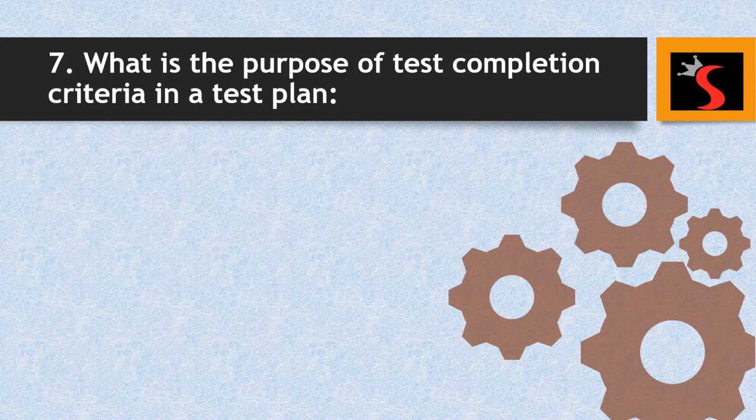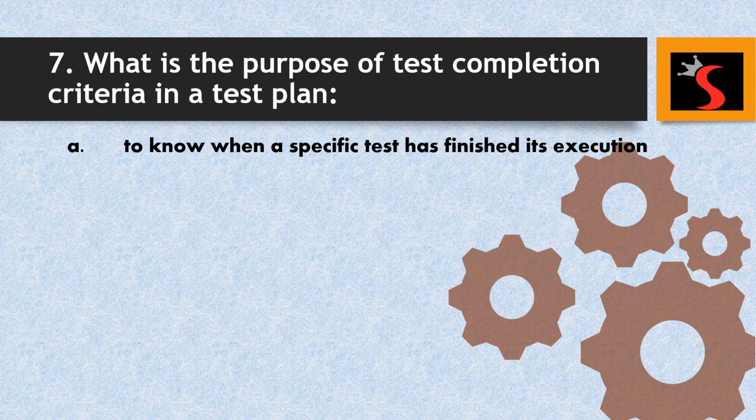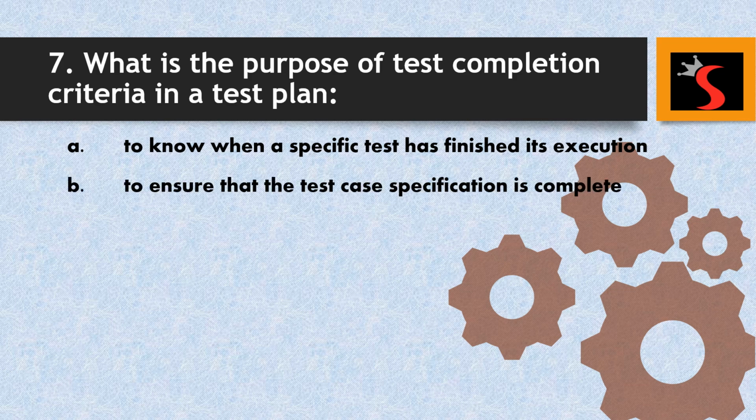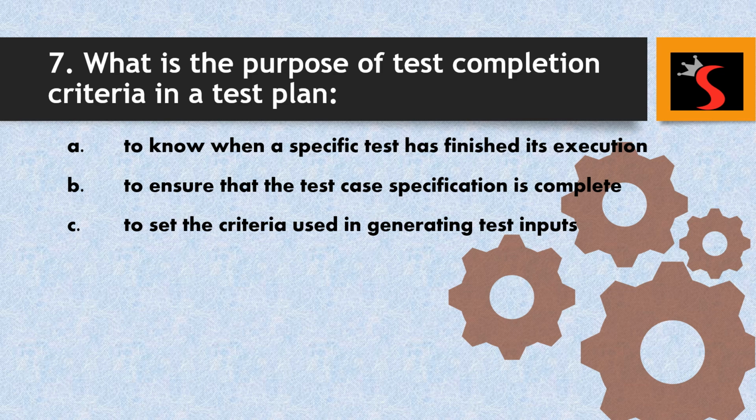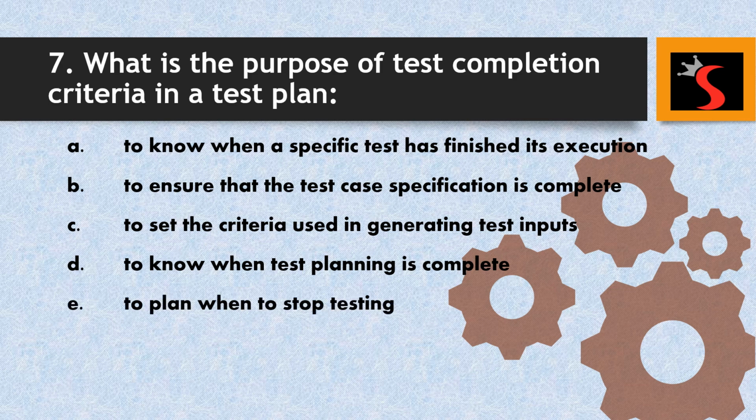What is the purpose of test completion criteria in a test plan? A. To know when a specific test has finished its execution. B. To ensure that the test case specification is complete. C. To set the criteria used in generating the test inputs. Or D. To know when the test planning is complete. Or E. To plan when to stop testing.